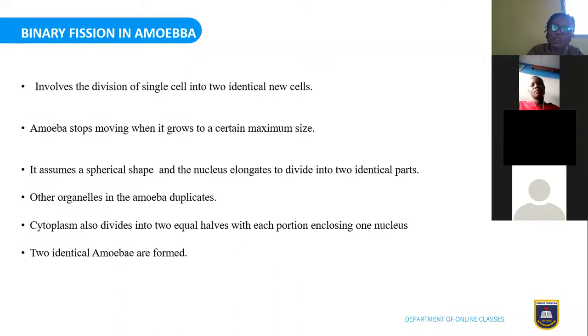So when the nucleus divides, automatically the other organelles will also duplicate themselves, so that each nucleus will have the exact number of what? Organelles, because each nucleus is going to form a new amoeba for you to get two what? Amoebae. In the same way, the cytoplasm would also divide into two equal halves to enclose the nucleus, because the nucleus is embedded in the cytoplasm. So the cytoplasm will divide into two to form two different cytoplasm to enclose each of the nuclei that was formed earlier. Now, these two divisions come together to give you a complete cycle of binary fission. So at the end of the day, two identical amoebae are formed.